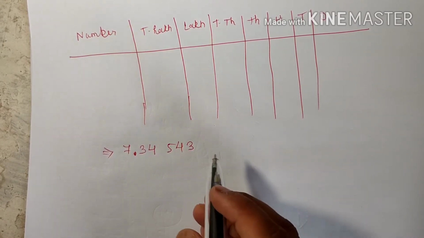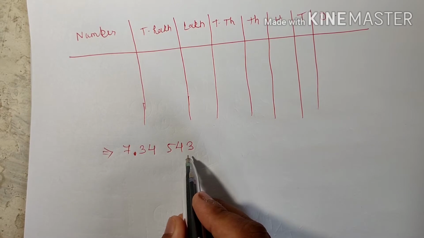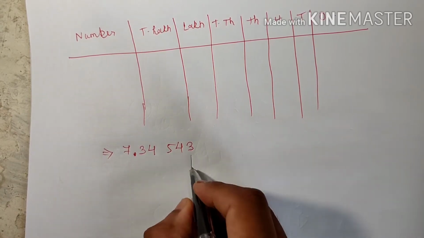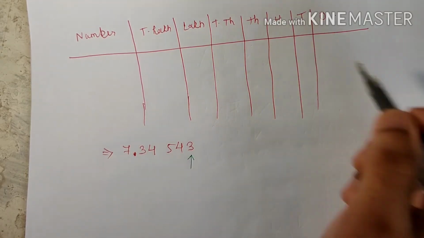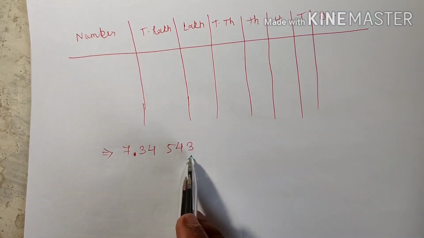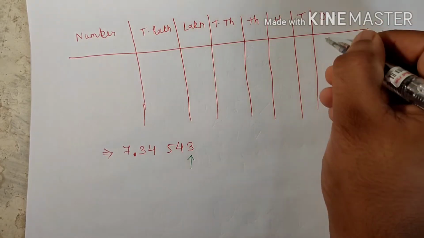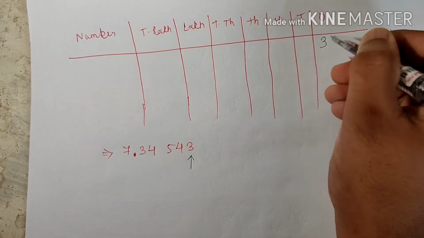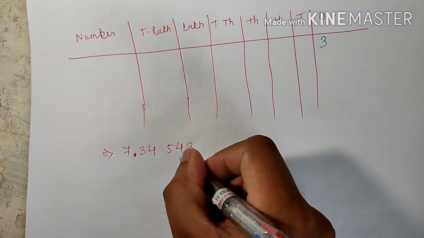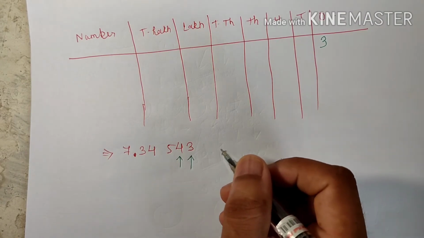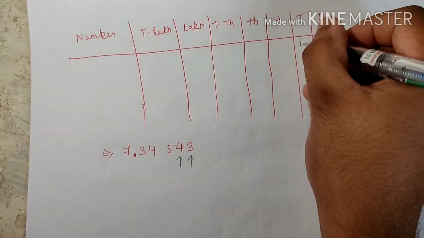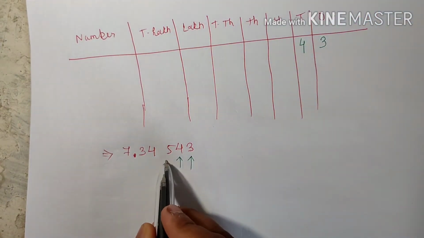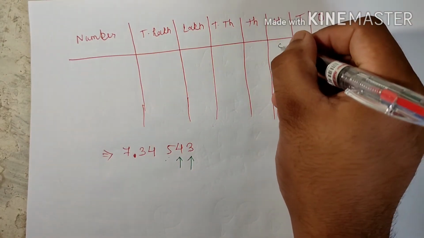So this number 3, if you are asked in which place this digit 3 stands in the table here, obviously we'll start from the right side, so this will be in the ones place, isn't it? So in the ones place we'll write the digit 3. Similarly, what will this digit 4 be? It will be in the tens place. So we'll write 4 in the tens place and so on. So this 5 will be in the 100 place.